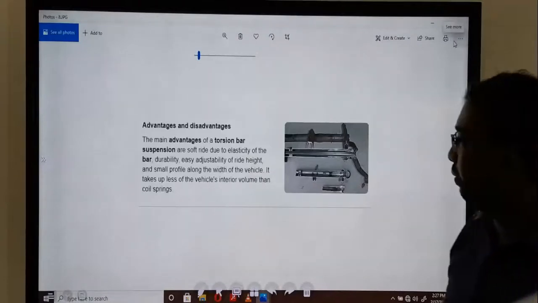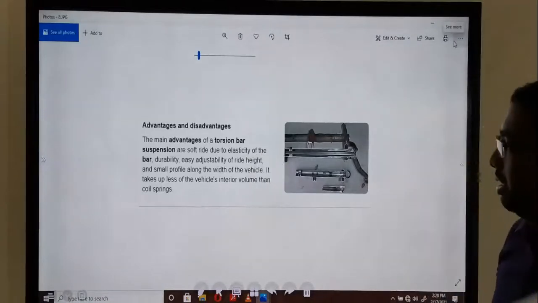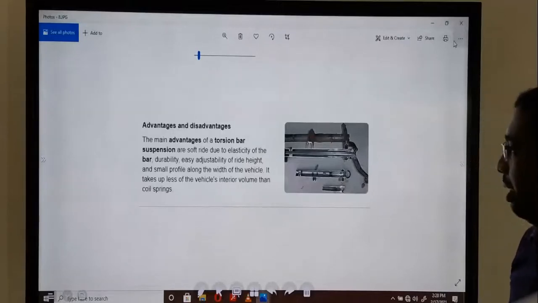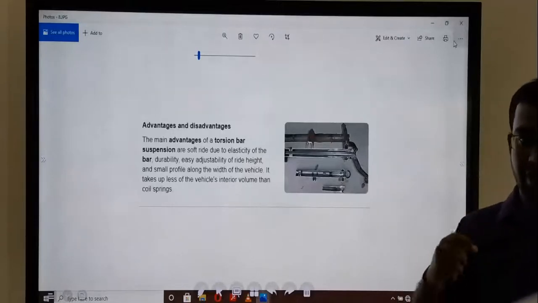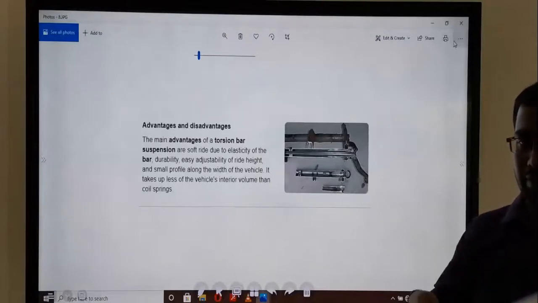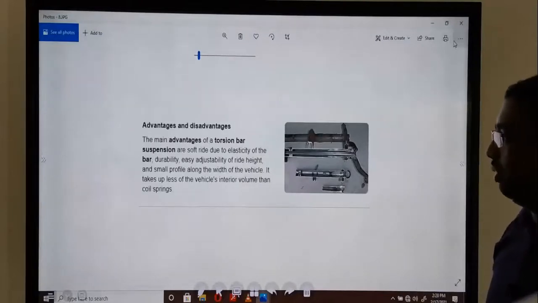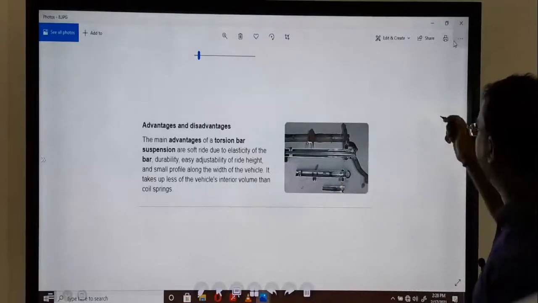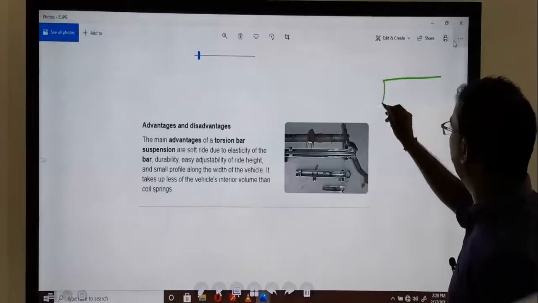The main advantage of torsion bar suspensions is a soft ride due to the elasticity of the bar. The bar has elasticity, not stiffness. This kind of bar with elasticity gives durability. You can see it when the vehicle is rolling, in the side view of the vehicle.